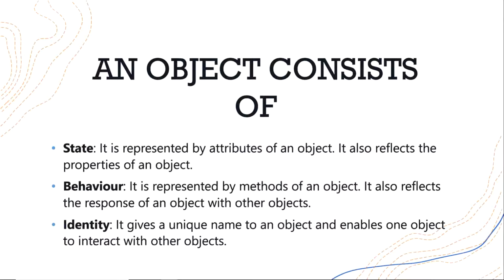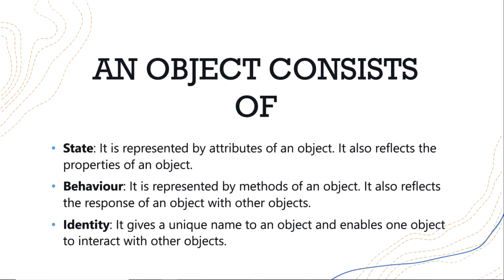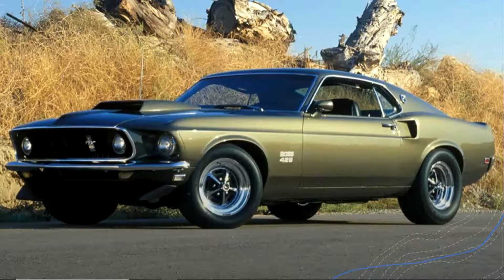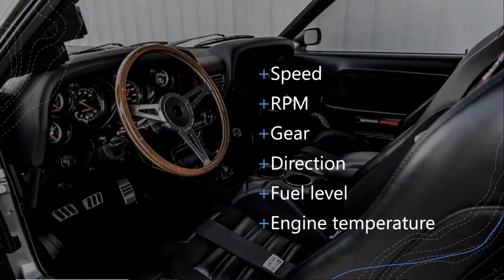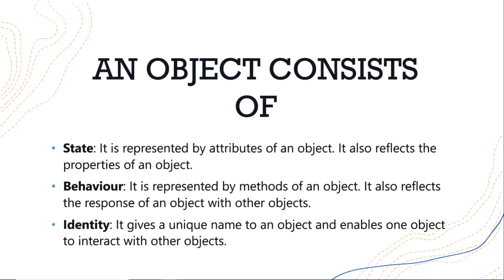State is nothing but the properties of an object. For example, let's consider this particular object, this muscle car, Ford Mustang over here. This is our object. What are the properties of this particular car? The speed, RPM, gear, direction, fuel level, the engine temperature. All these are the properties of this car, and this is referred to as state.